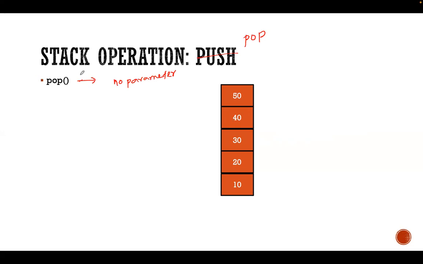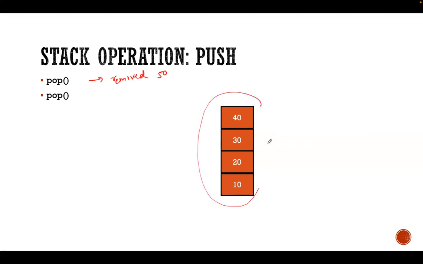In this pop operation, if I run a pop operation, that is going to delete the item that is at the top of the stack, which is 50. So again, let's run another pop. The first pop removed 50. After I removed 50, this is my existing stack. Now run another pop operation. This is going to remove 40.